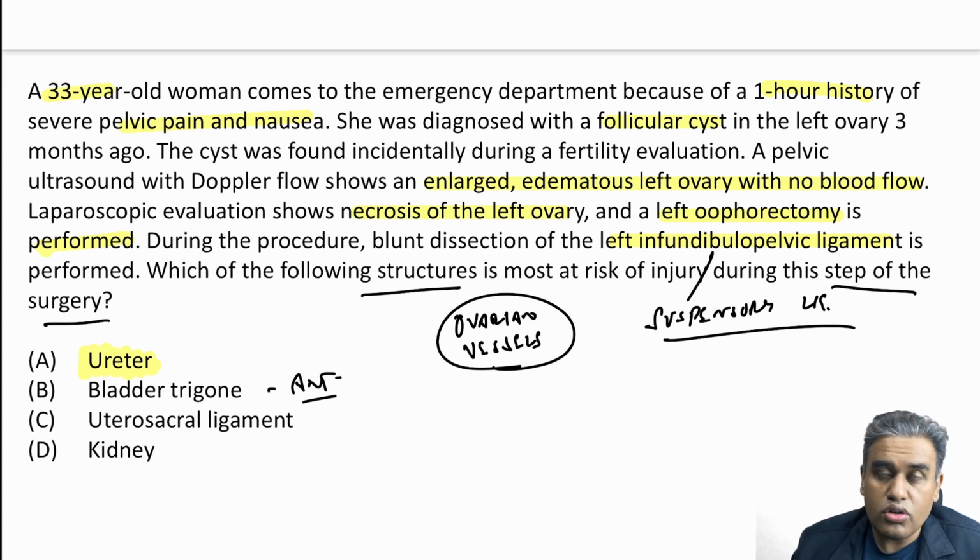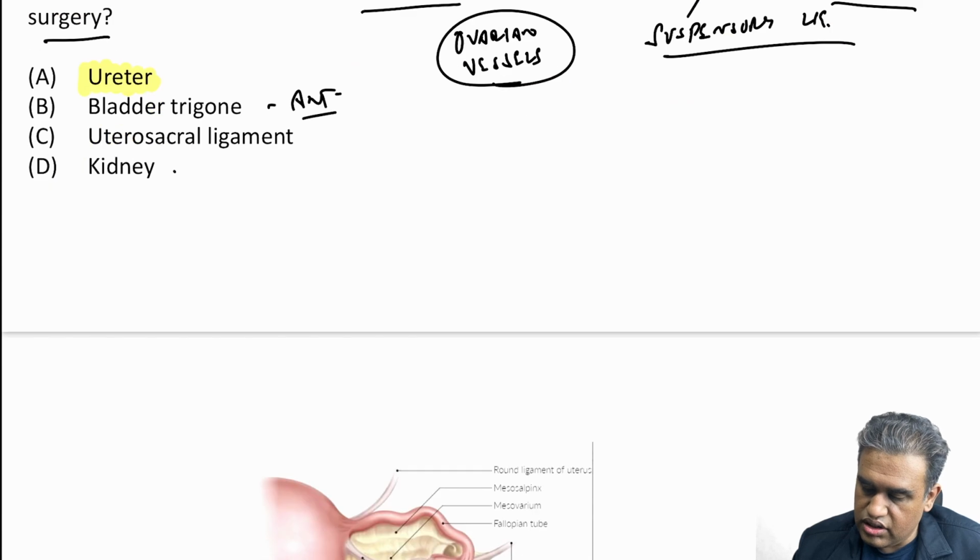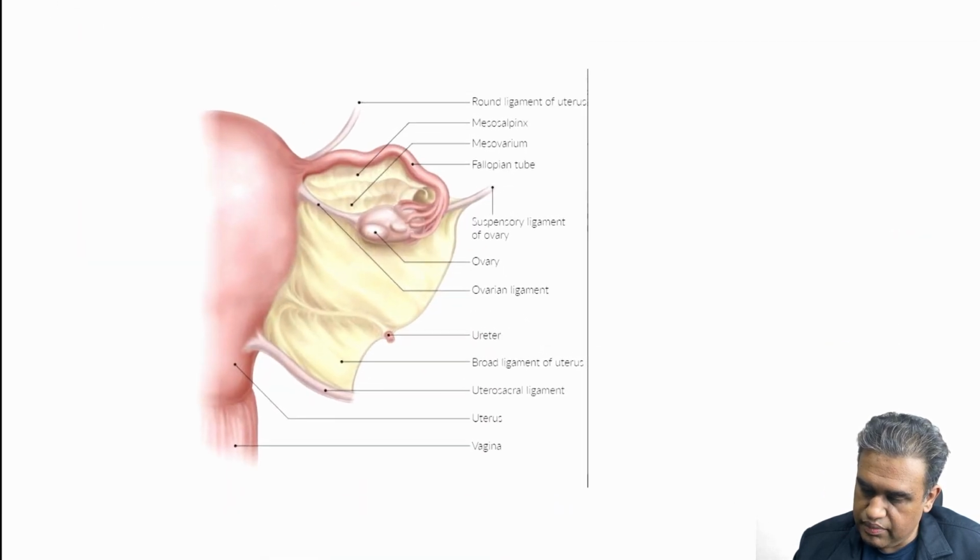Uterosacral ligament. The uterosacral ligament is more inferiorly located. Right? It is more inferior because it is nearly at the cervix area. It is one of the supports of the uterus that goes behind. It lies more in close association with the mesorectum. And kidney, obviously, kidney is quite high up. So the answer over here is ureter, and let me show you an image over here as well.